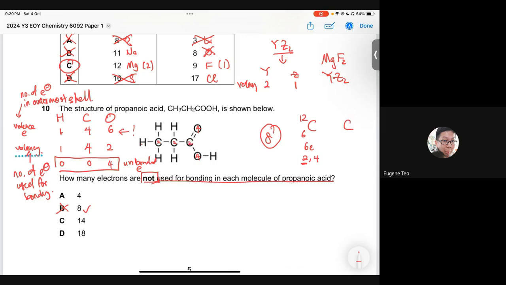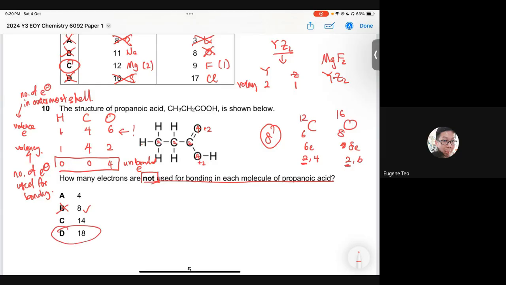Oxygen, same thing, is O-8, 16. So there are 8 electrons, so it's 2, 6. You realize there's also that 2 in the inner shell, not used for bonding. So for oxygen here, it's 4 in the outermost shell, plus 2 in the inner shell. Same thing, plus 2 in the inner shell for here. So you add up all of them, the answer will be 18.